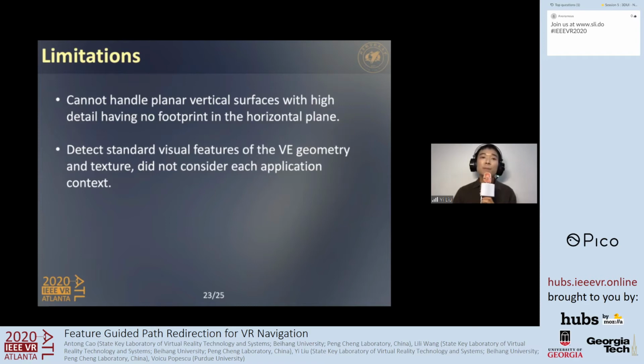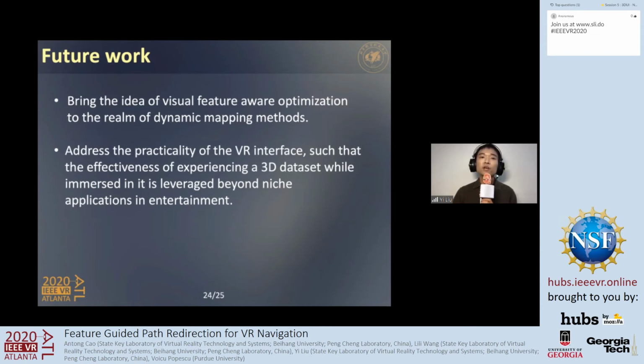One direction of future work is to bring the idea of visual feature-aware optimization to the realm of dynamic mapping methods. Longer term, research should continue to address the practicality of the VR interface, such that the effectiveness of experiencing a 3D data set one is immersed in is leveraged beyond niche applications in entertainment. Thank you for your attention.